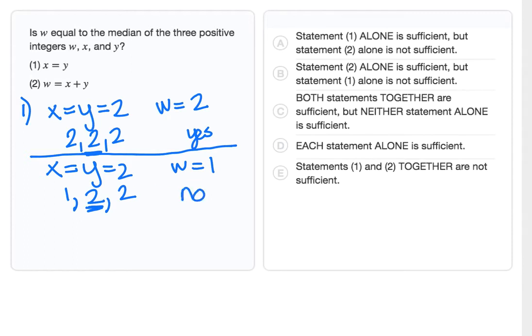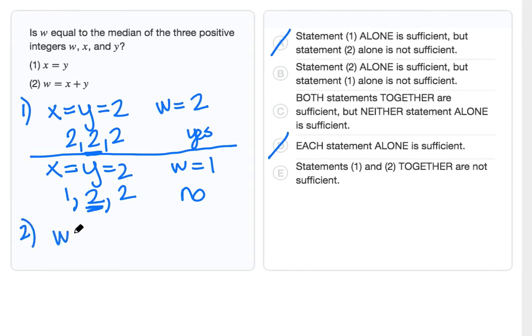Since we can't definitively determine if w is equal to the median for both of the cases, the statement alone is not sufficient, which means we can eliminate answer choices A and D. So let's go ahead and do that. The correct answer is either going to be choice B, C, or E. Now let's look at statement 2.